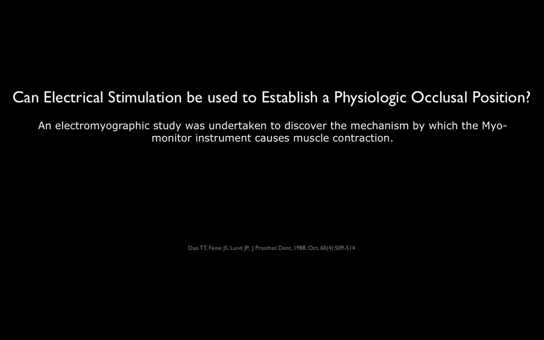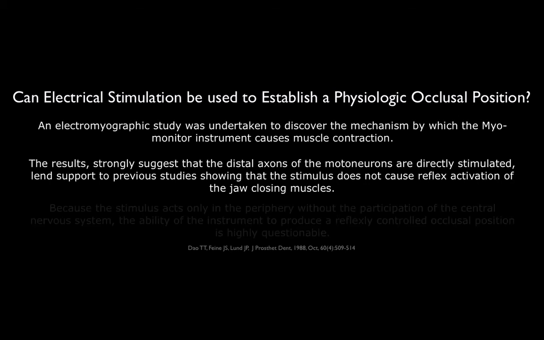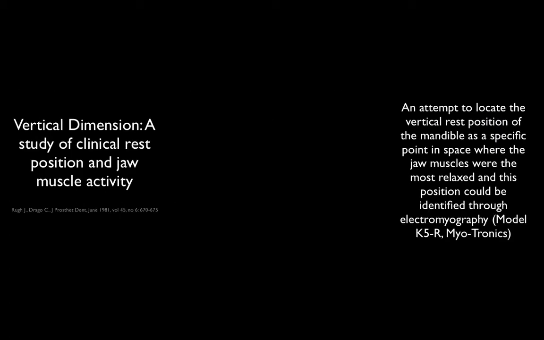Now, neuromuscular speaks to finding a position that is driven by the stimulation of the root of the trigeminal nerve. And Dow looked at how this could actually work. They wanted to understand the mechanism, how the myomonitor worked. And what they found is that really it was only the distal axons of the motor neurons that were directly stimulated. And the problem with that is because the stimulus only acts in the periphery without participation of the central nervous system, the ability of this instrument to reproduce a reflexively controlled occlusal position was highly questionable.